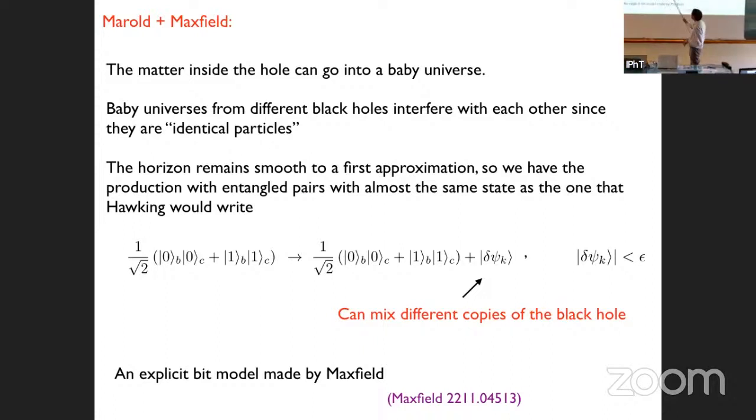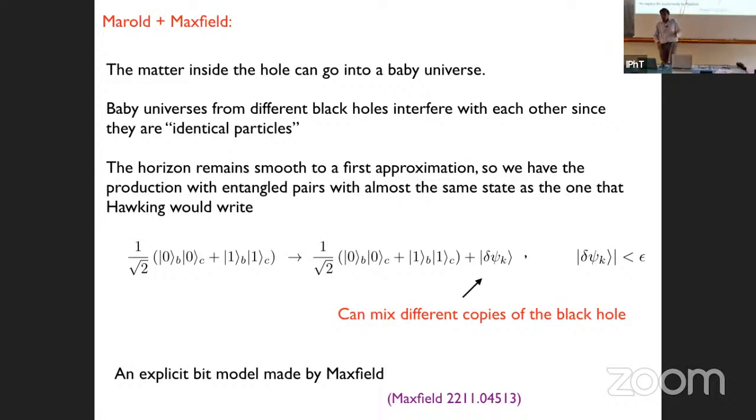And what they did was, in that picture, the matter inside the hole goes off into a baby universe. And the baby universes for different black holes can interfere with each other because they are identical particles. So if two of them are in the same state, then you have to treat them like bosons, and in that sense, they see each other. But the horizon remains smooth to a first approximation. Their whole goal is to make the horizon smooth to a first approximation. And they actually write down the fact that the Hawking pairs look like exactly what they were. And there is a small correction, and there's the smallness of the correction.